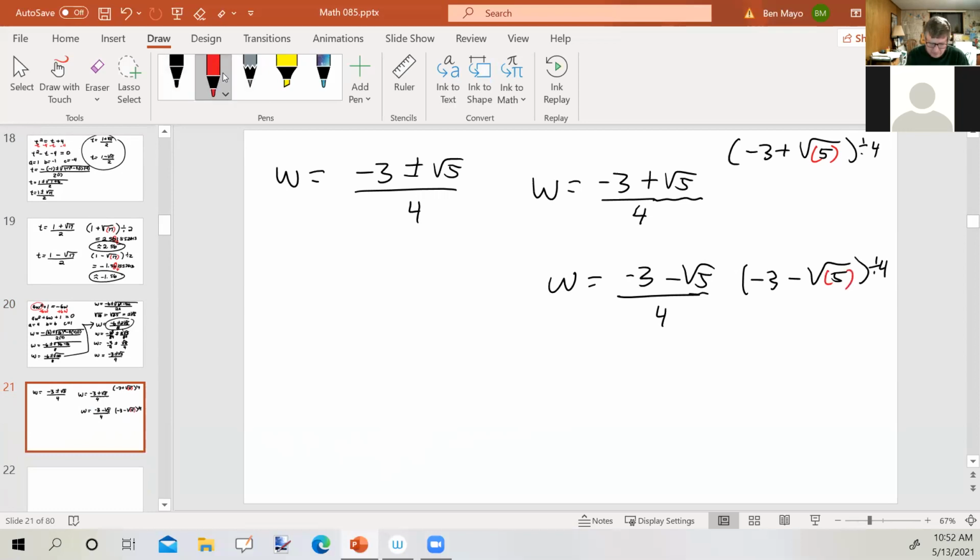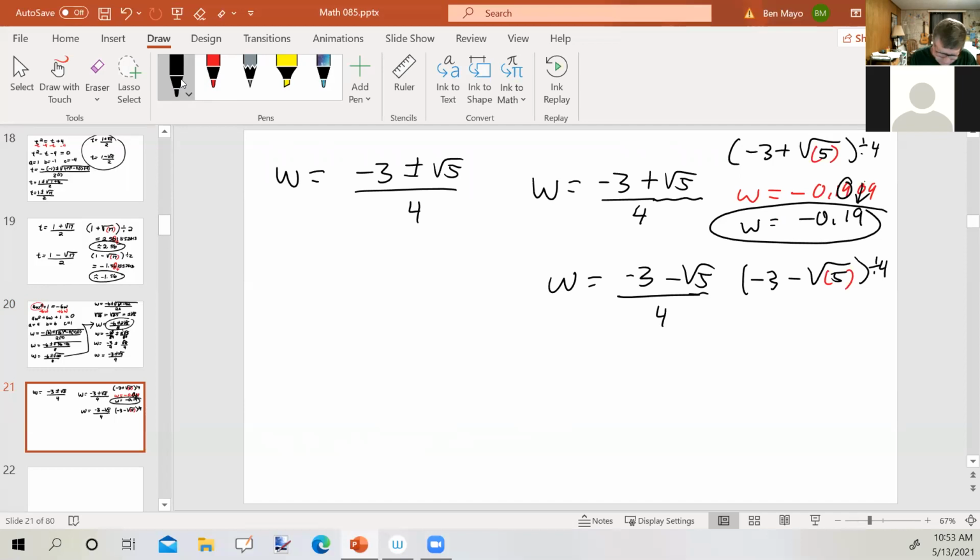So let's see what happens here. Parentheses -3 plus the square root of 5, close it up, close the whole thing, divided by 4. And I get -0.1909, etc. Rounding to the nearest hundredth, the 0 after the 9 rounds down, so W equals -0.19.